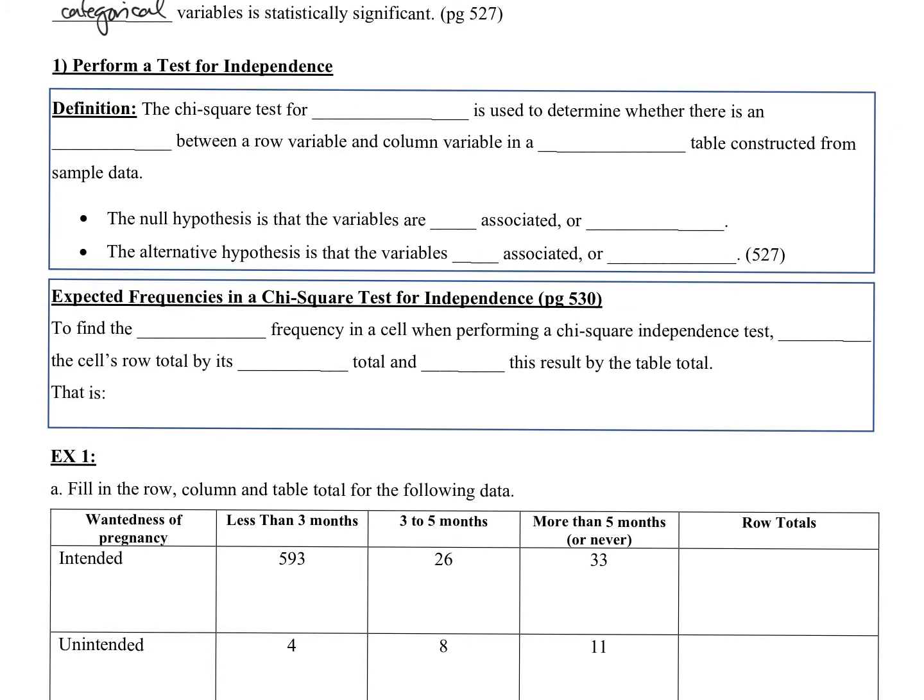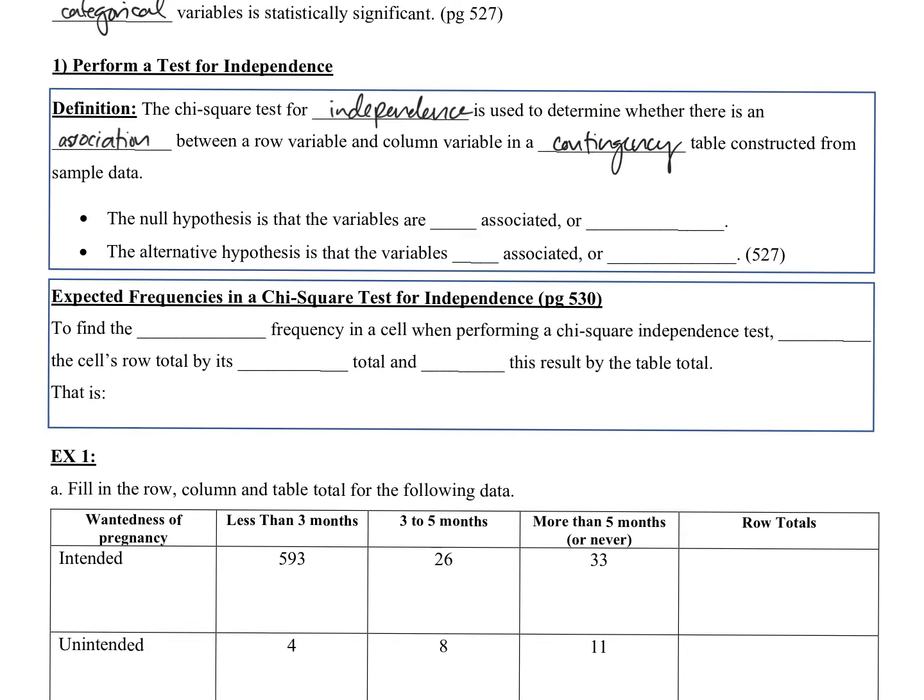All right, by definition, the chi-square test for independence is used to determine whether there is an association between a row variable and a column variable in a contingency table constructed from the sample data. So for example, is there an association between smoking and lung cancer? Those are two categorical variables, and is there an association? That'd be something we could look at.